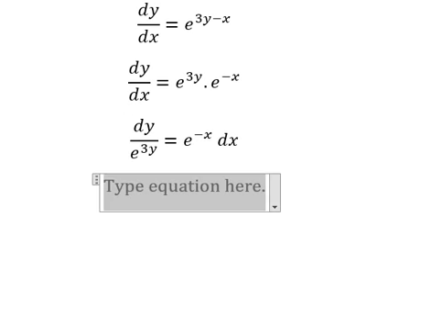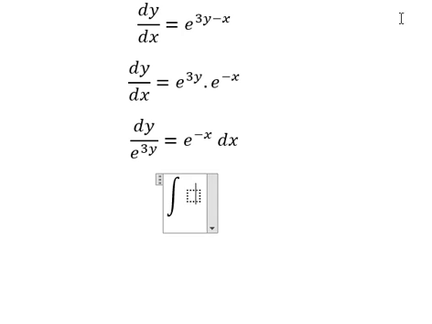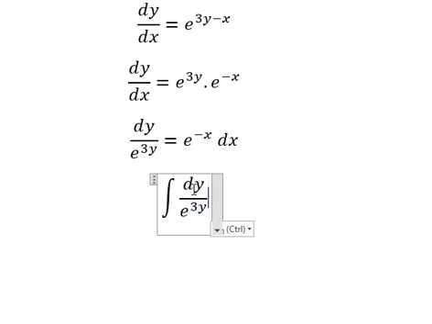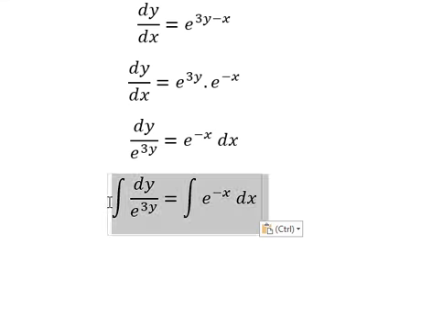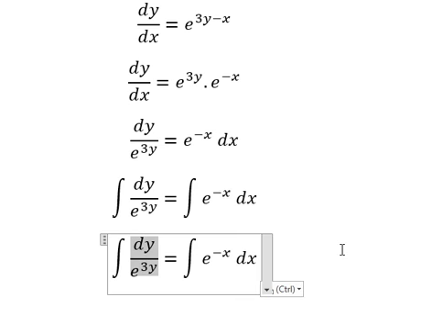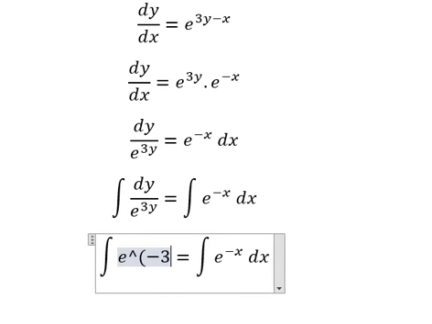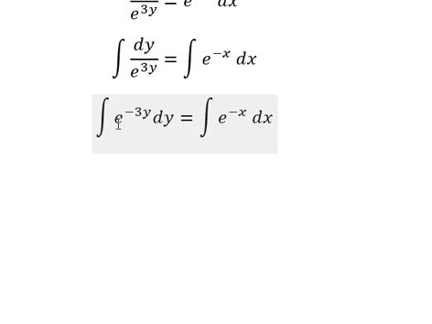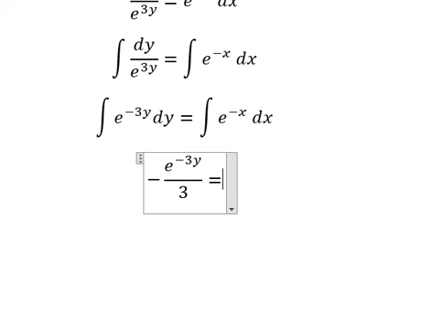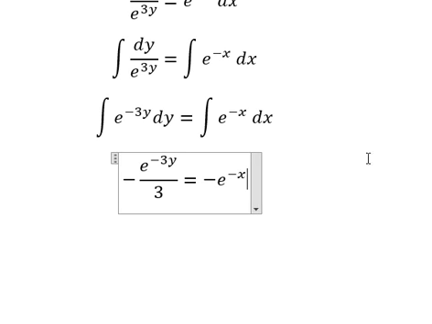Next, we need to put the integration for both sides. And this one we can write into e to the power of negative 3y dy. Now, this integration you will get negative e to the power of negative 3y over 3. This integration you get negative e to the power of negative x plus c.